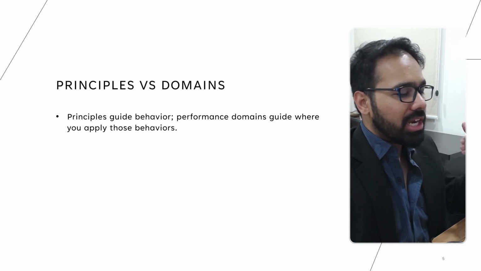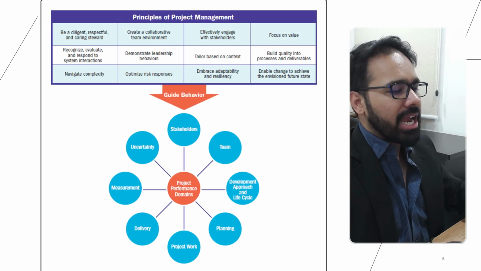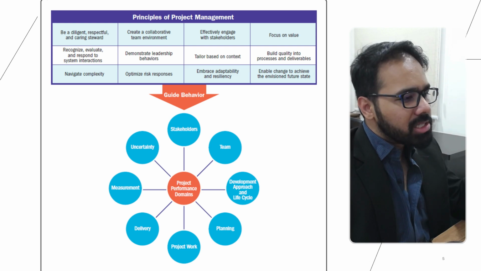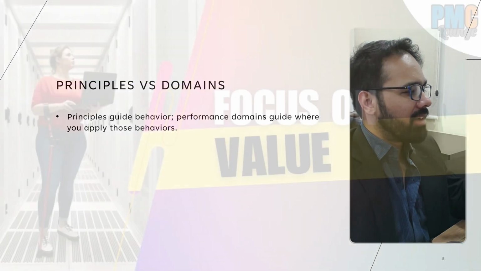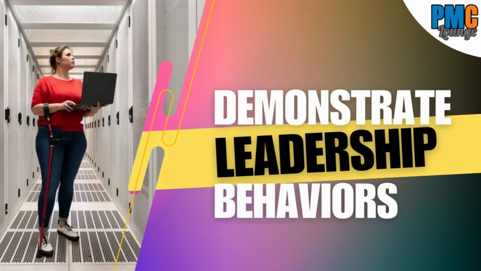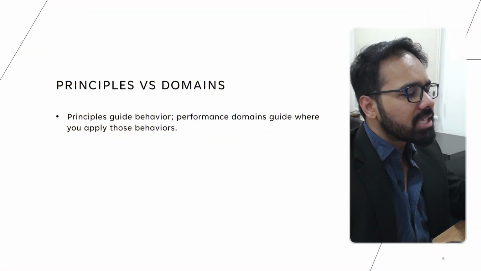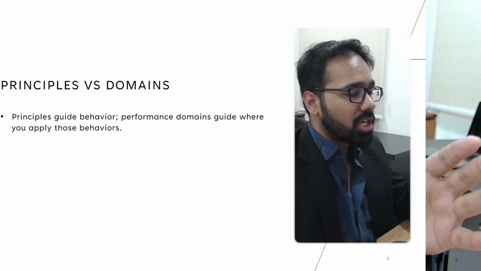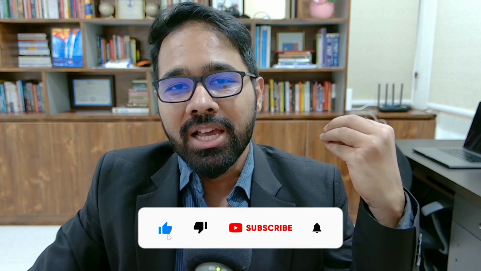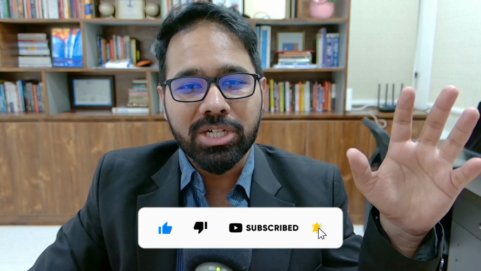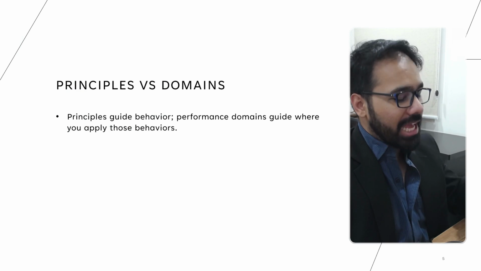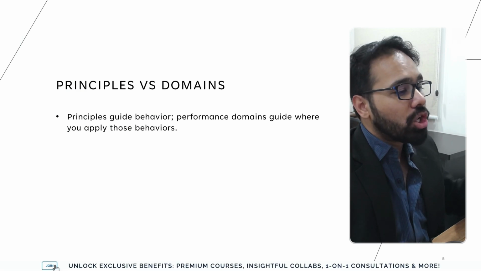Actually, right now on your screen, you will also see a diagram that is present in the PMBOK guide. Principles are your North Star. You have focus on value, or you have demonstrate leadership behavior. All of these are principles. And by the way, as I mentioned earlier, we have covered all 12 principles. And the two that I just named, focus on value and demonstrate leadership behavior, are actual project management principles out of the 12 project management principles. The link is in the description if you want to go over all 12 project management principles. But regardless, what I was mentioning is that these principles are your North Star.